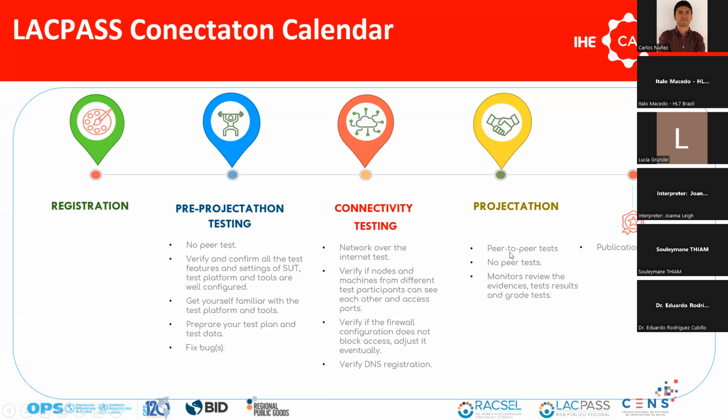After that, you will have some no-peer tests to execute. The no-peer tests are the tests without any partner. You don't have any partner to test with. You will just test with some simulator in Gazelle or validate some message. For example, you have your certificate, and you go to Gazelle and verify if that certificate is valid or not. These are the kind of no-peer tests we will perform during the event.